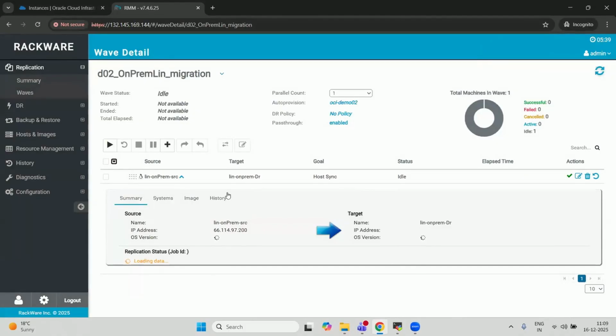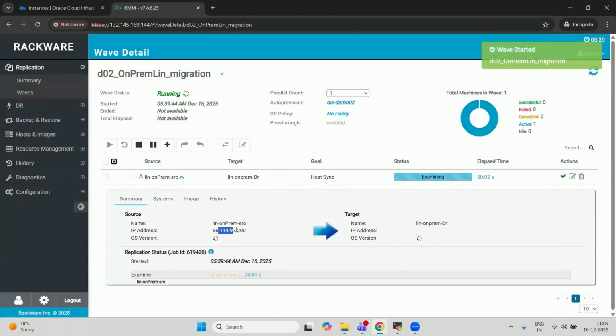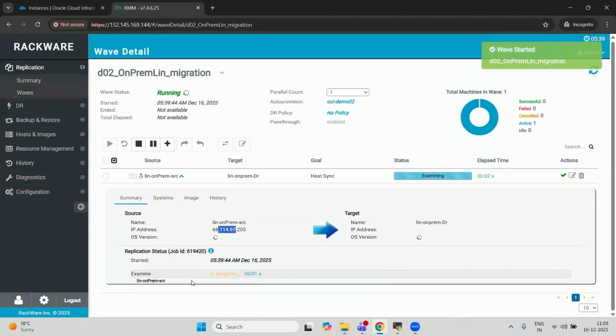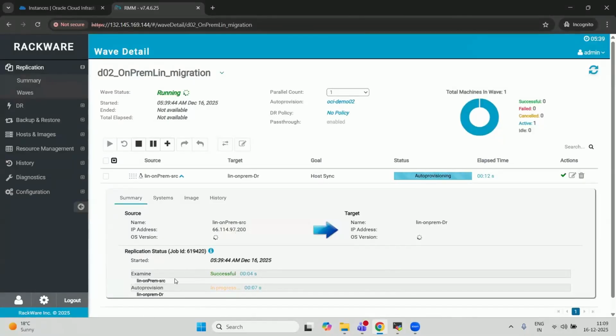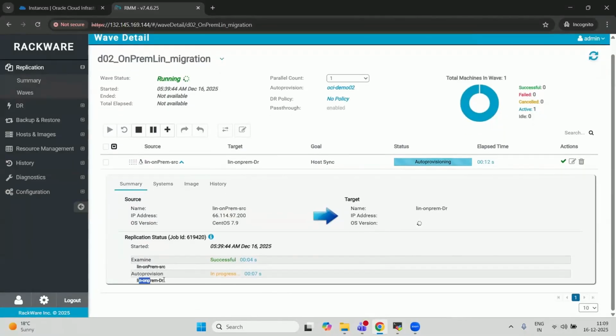Once we have done all the configuration and taken care of prereqs, hit the play button. The software will now talk to our source machine and examine it. As part of examine, it is collecting the metadata information so that it has the details to create an instance on OCI. With examine done, the software moves on to auto provisioning, and now it is creating an instance named Lin on-prem DR in OCI.